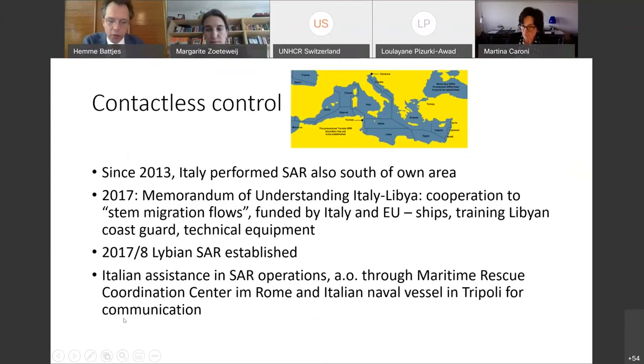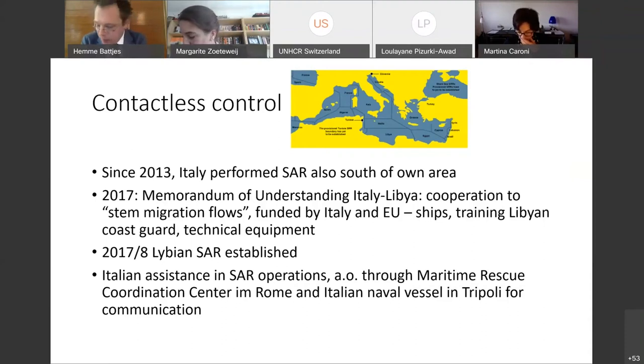But maybe the matter is different where it comes to contactless control. So the situation where a state does not exert or carry out the control itself, but does it by proxy through another state. And as an example, I will then discuss the cooperation between Italy and Libya, because it's important, but also because a very interesting case is now pending before the European Court of Human Rights. But before addressing the facts of the case, I will first give some background.